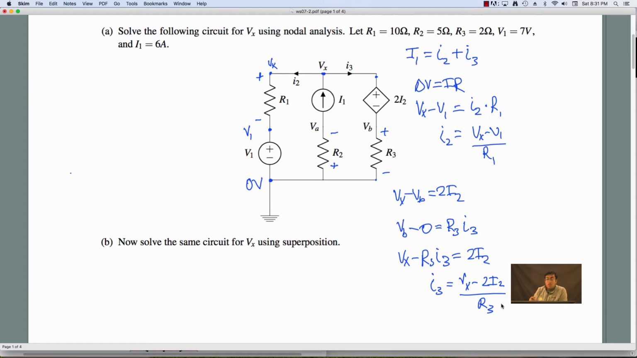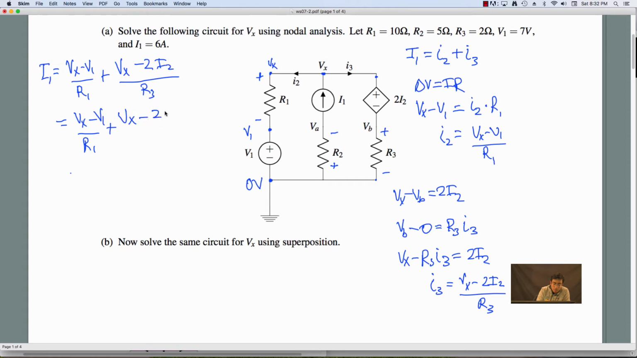Now, taking what we've solved, we can plug everything back into our original KCL equation to get I1, which is equal to I2, which is (Vx minus V1) over R1, plus I3, which is (Vx minus 2I2) over R3. And then I can substitute in I2 for the same quantity that we found here.